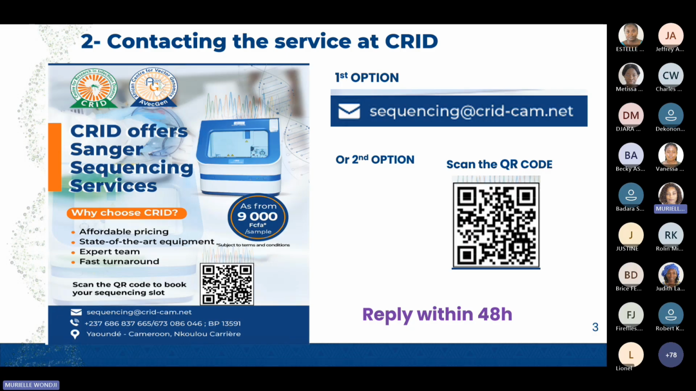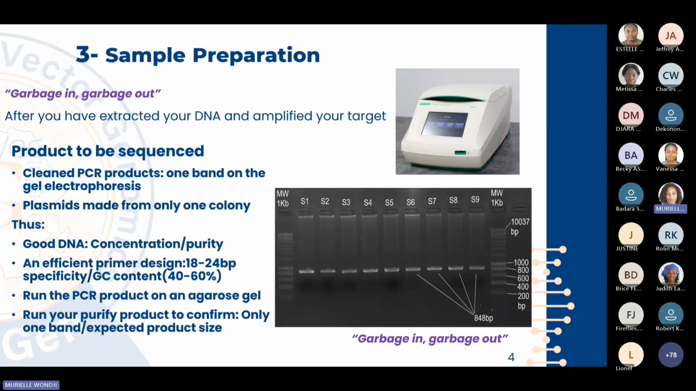So after you have contacted the service, what we want to do with you is to make sure that we get together to agree on the service that you're really after. After you have prepared your DNA, meaning extracting it and amplifying your target, then you want to purify your product. You want to clean up that product, which could be a PCR or a plasmid, by running your gel electrophoresis.